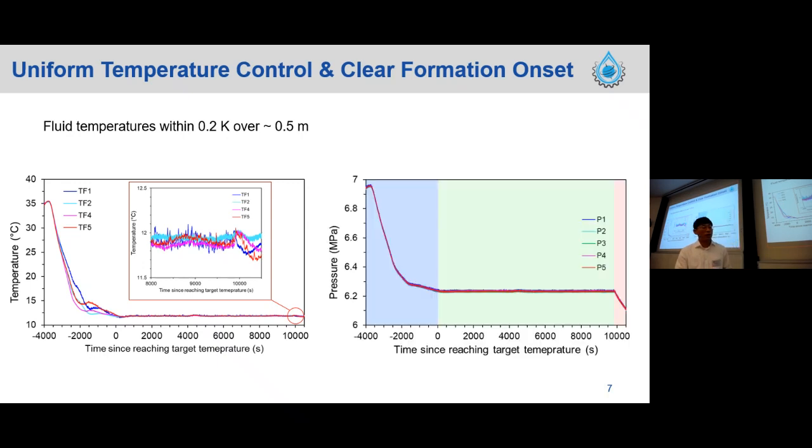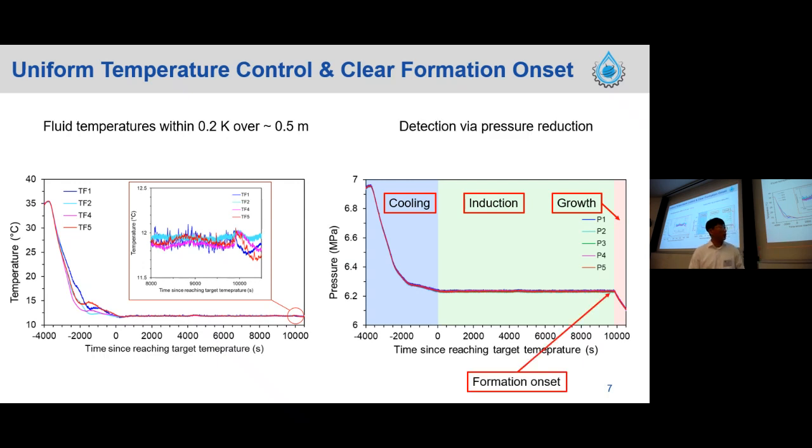The corresponding pressure change is shown here. Within that one cycle of hydrate formation, the system goes through three phases: first cooling, second the induction period, and finally the growth phase. We detect hydrate formation based on the sudden pressure jump after the induction time period. That sudden pressure jump indicates we have hydrate formation in the system. We can also see the hydrate formation onset from the temperature signal, as in the inset of that temperature change.